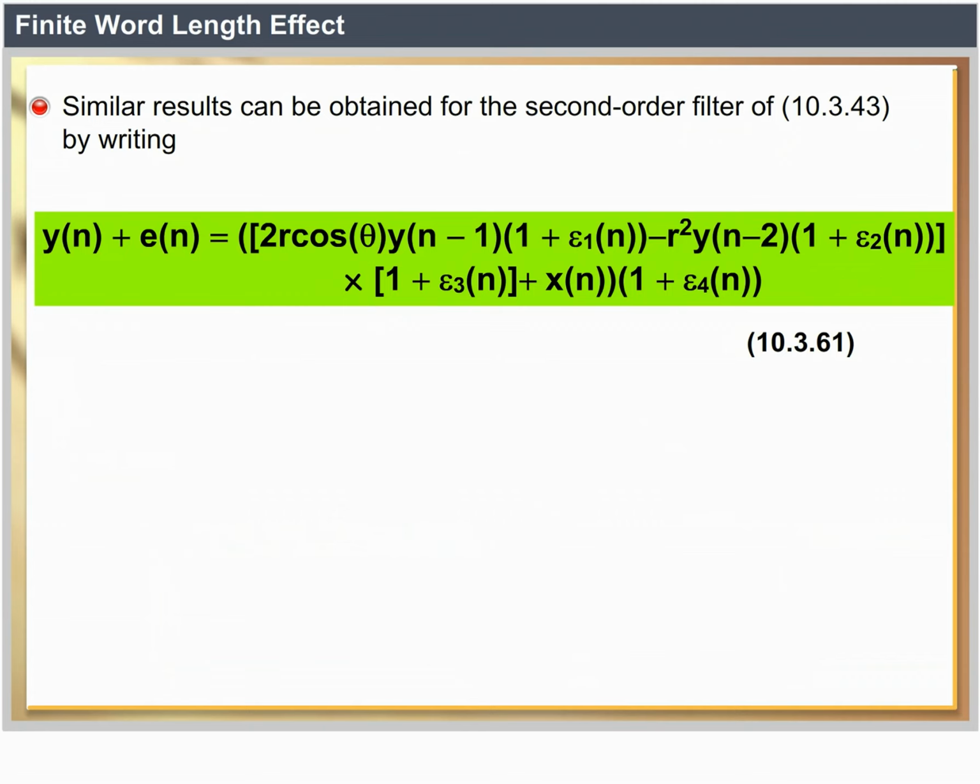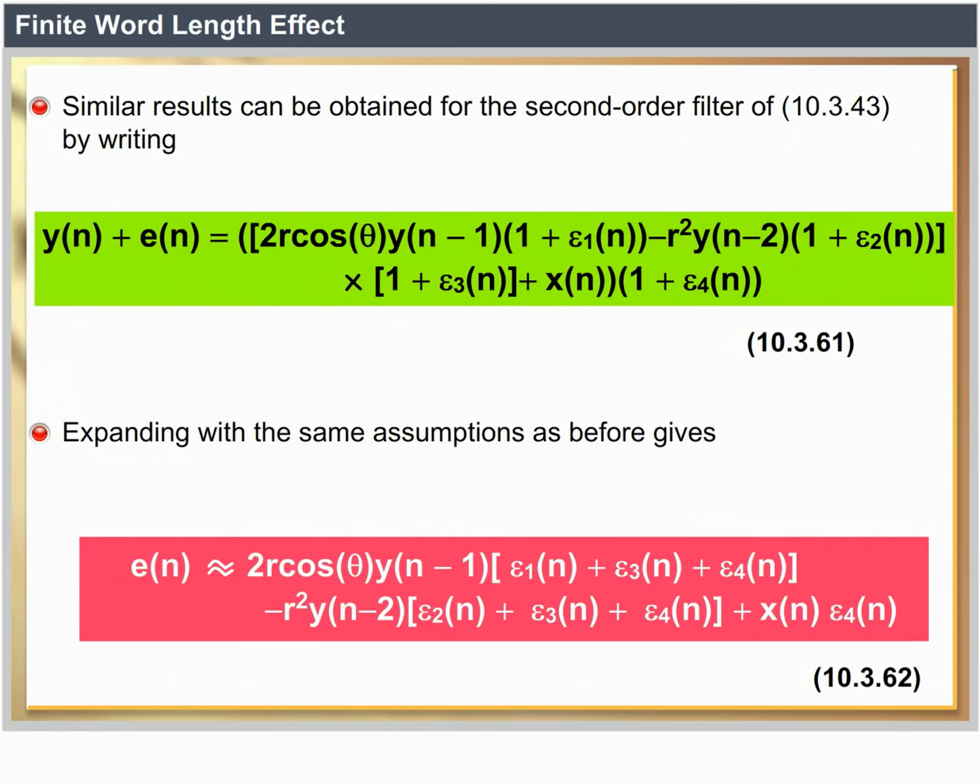10.3.61. Expanding with the same assumptions as before gives e of n approximately equal to 2r cos theta into y of n minus 1 into epsilon 1 of n plus epsilon 3 of n plus epsilon 4 of n, minus r square y of n minus 2 into epsilon 2 of n plus epsilon 3 of n plus epsilon 4 of n, plus x of n into epsilon 4 of n, is called equation number 10.3.62.